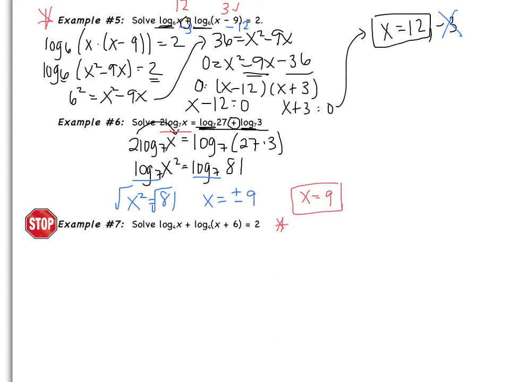Okay, let's see how we did. You should have gotten x equals -8 and +2. -8 does not work in your problem, so your final answer should have been x equals 2. If you did not get that, you need to go back and fix your mistakes.